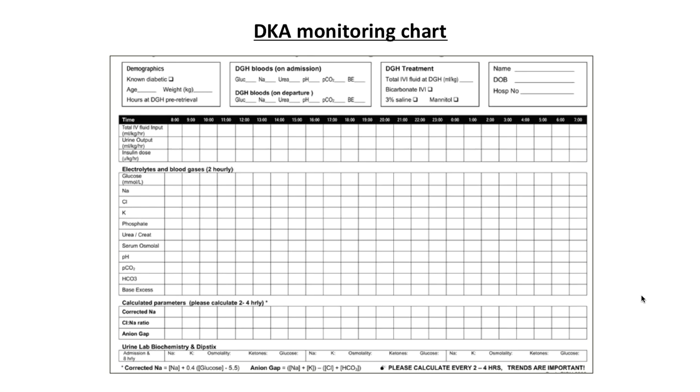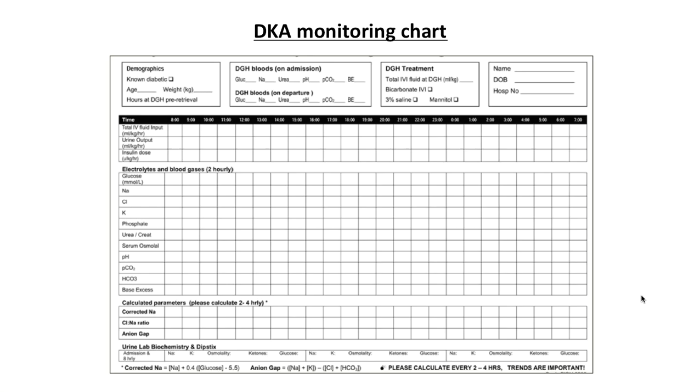No patient of diabetic ketoacidosis can be managed unless you have an institutional DKA monitoring chart. This DKA monitoring chart is nothing but all the lab parameters and clinical parameters, their urine output, your medications, what insulin dose is going, and how the lab parameters are improving over time. Right? So this chart will tell you whether you are going in the right direction or not.